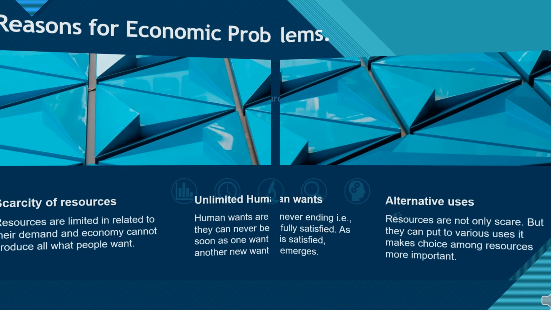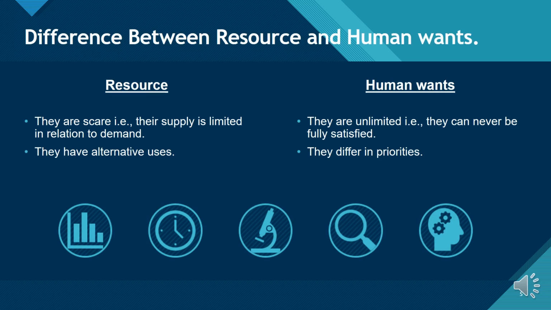The next is difference between resource and human wants. So we should know the differences. The scarcity of resources, unlimited human wants, alternative uses, the reasons of economic problem we have learned. Now let us know what exactly the resources are and what exactly the human wants are.